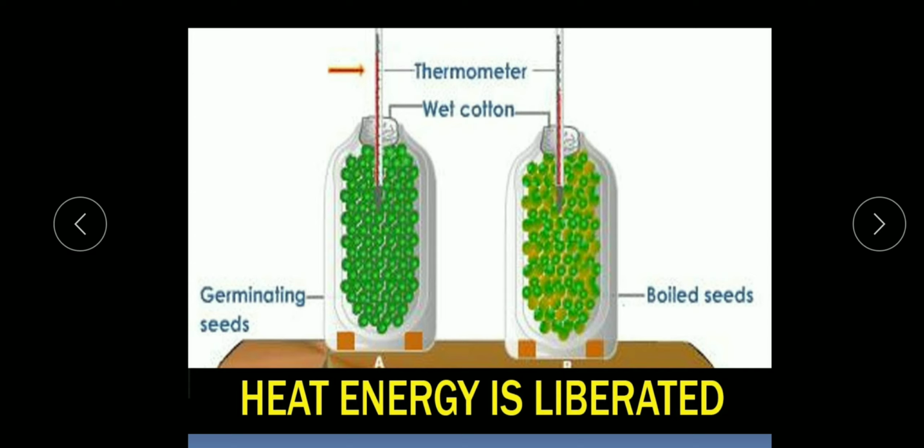Okay, so this is the setup what we have to do. This is the thermos flask A and thermos flask B. In this we have taken the germinating seeds. In this we have taken the boiled seeds coated with formalin or carbolic acid. With the help of the cotton plug, the two thermometers are attached.